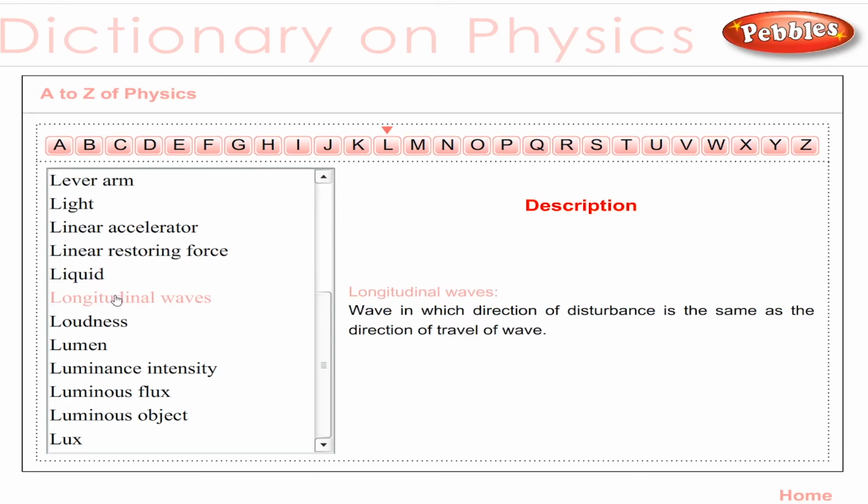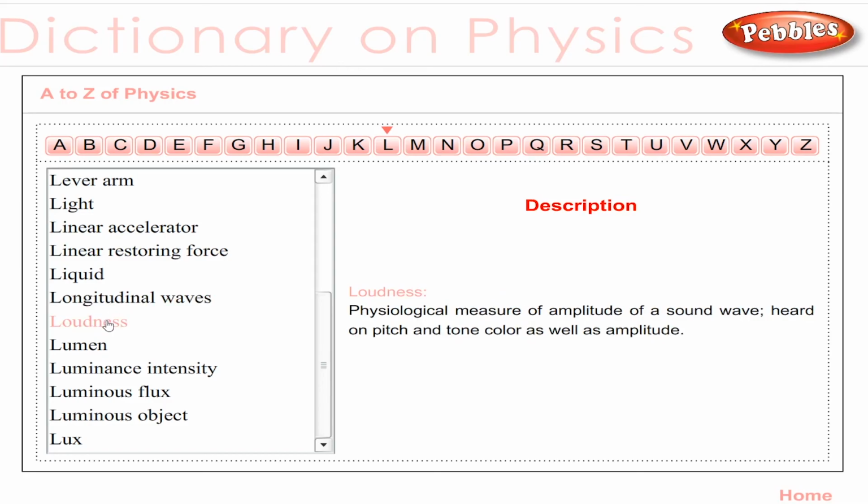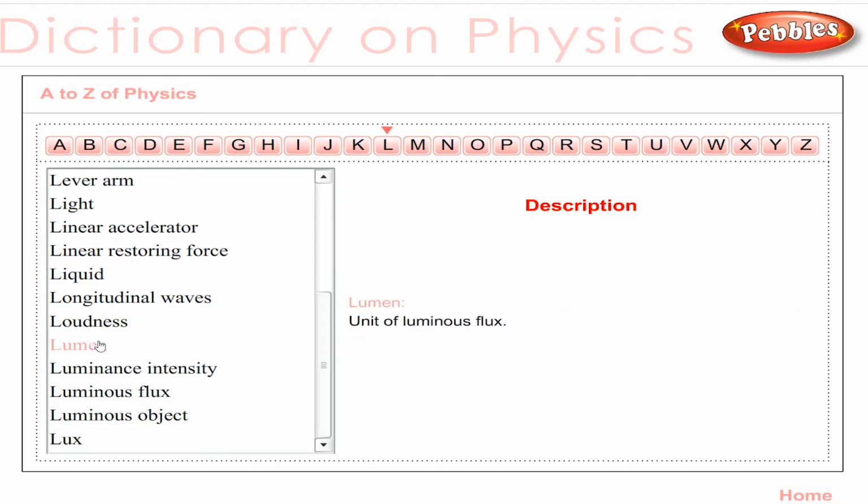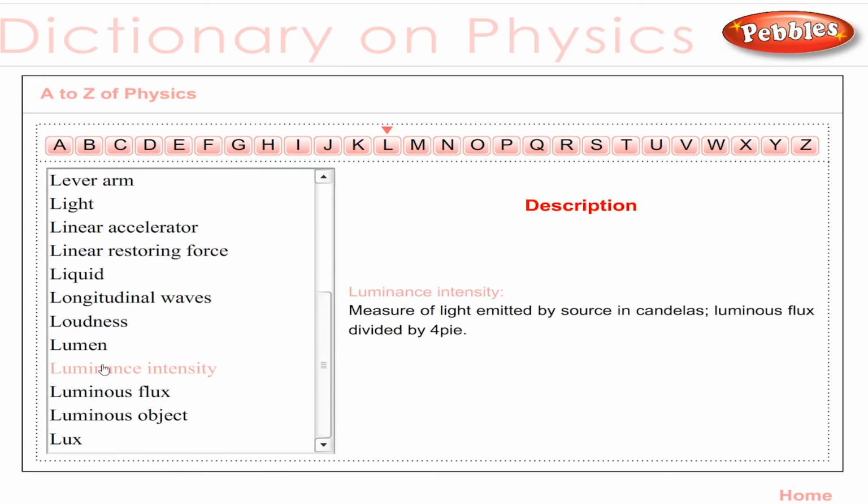Longitudinal waves. Wave in which direction of disturbance is the same as the direction of travel of wave. Loudness. Physiological measure of amplitude of a sound wave, dependent on pitch and tone color as well as amplitude. Lumen. Unit of luminous flux. Luminous intensity. Measure of light emitted by source in candelas, luminous flux divided by 4 pi.